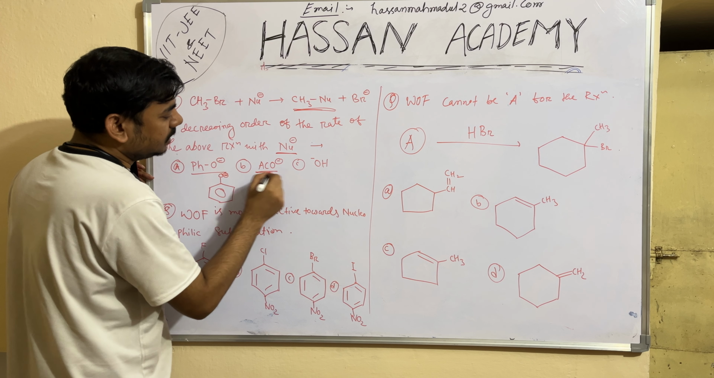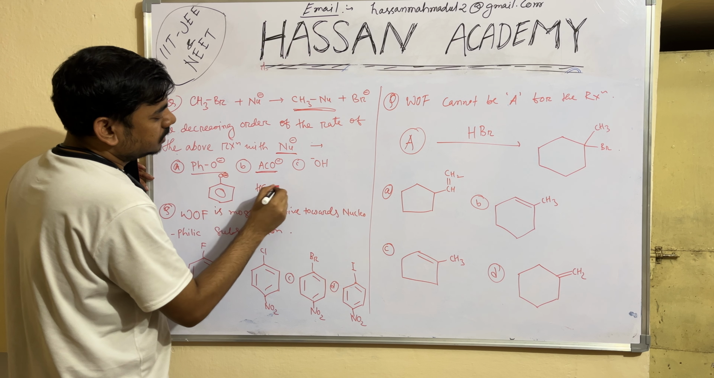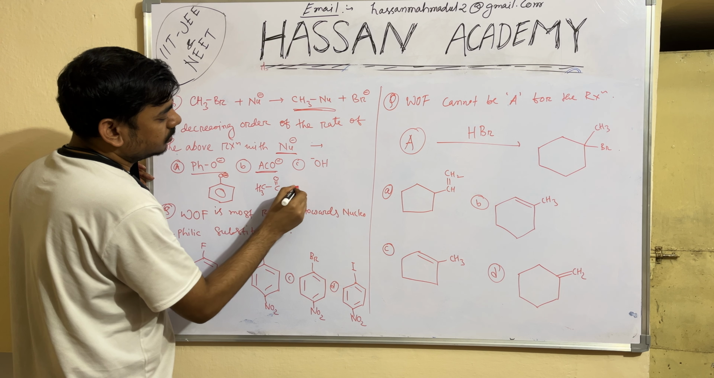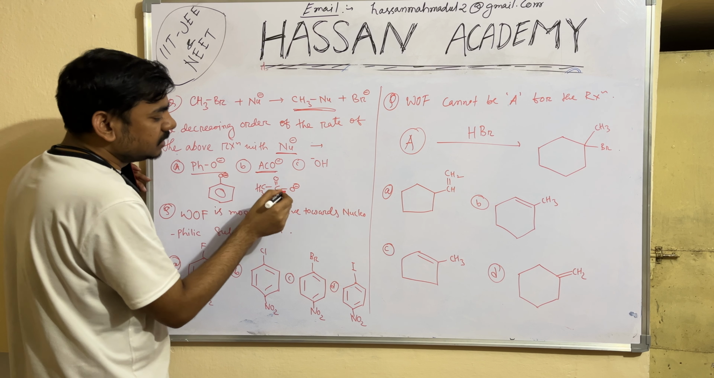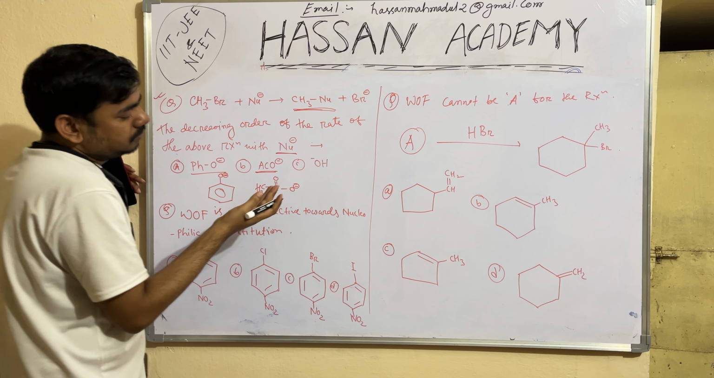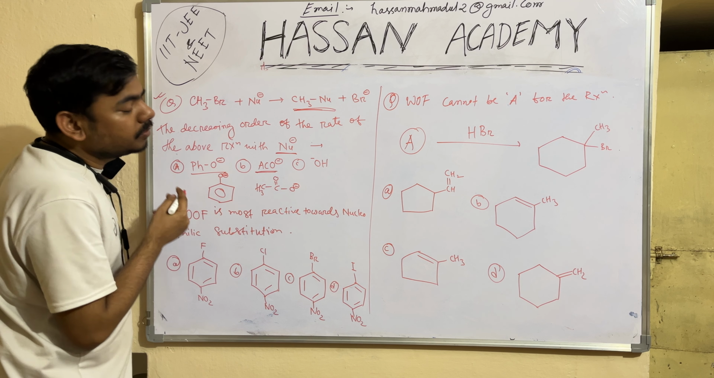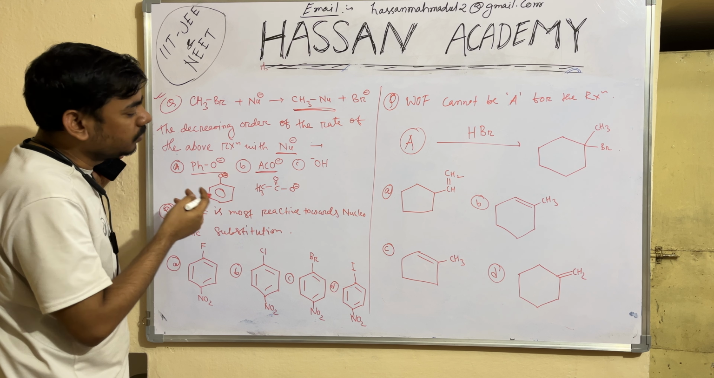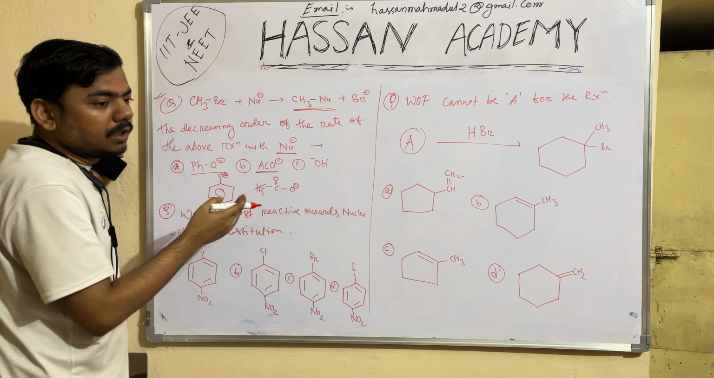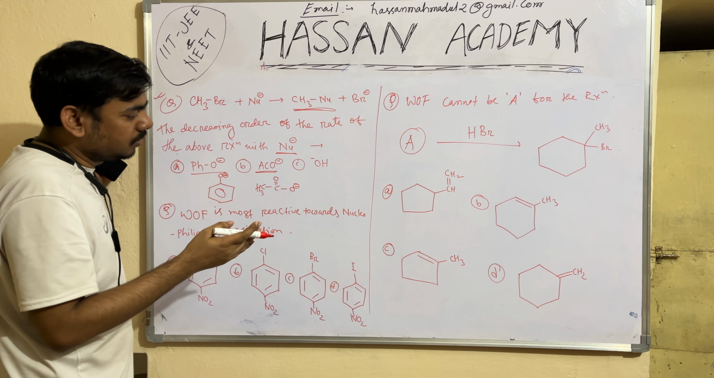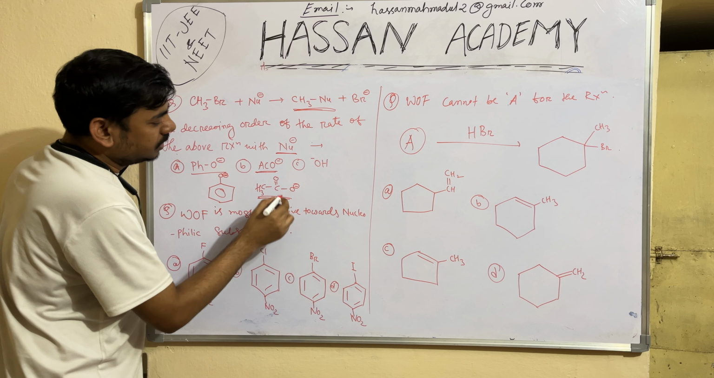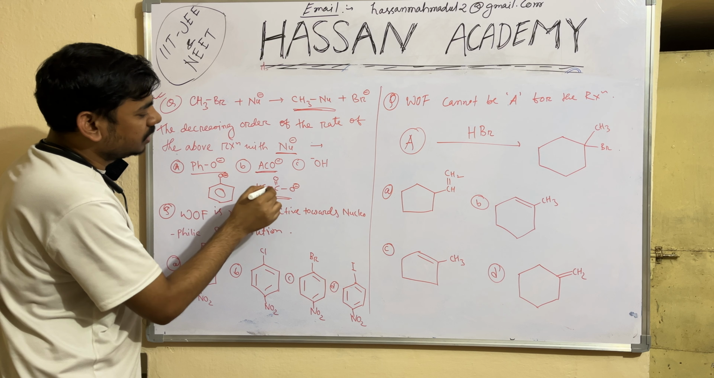What is this? Acetate. Acetate means CH3 C double bond O minus. Now you can see this one is more stable. You have to find out basically the stability order, and the one that is more stable is the least nucleophilic. So this one is stable compared to the other one, it is more stable.